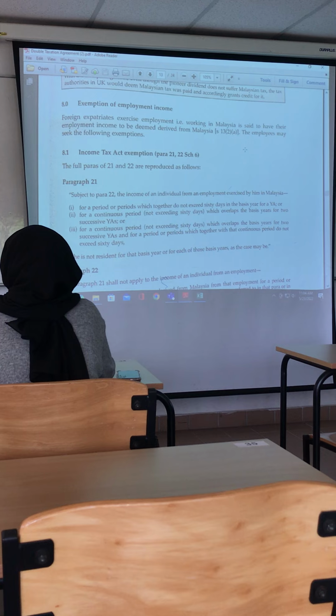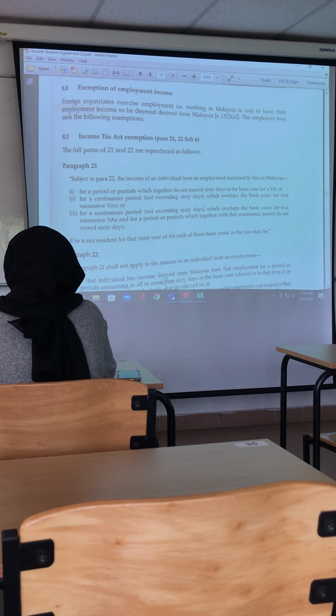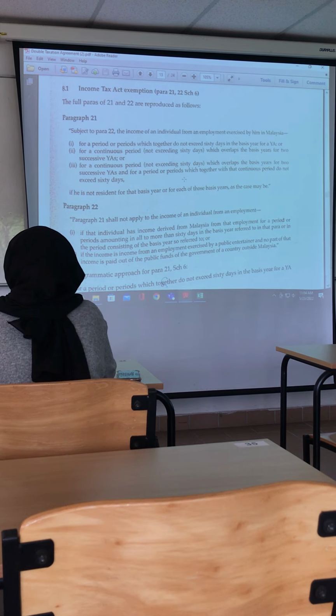And then we also have exemption of employment income. This one actually covers when you do your employment income under exemption. If you have a foreign expatriate working in Malaysia and employment income is derived, you may get exemption for the following. Under para 21-22, it says that if the period does not exceed 60 days. So if you have a foreign expatriate working in Malaysia for a period of less than 60 days, does not exceed 60 days.